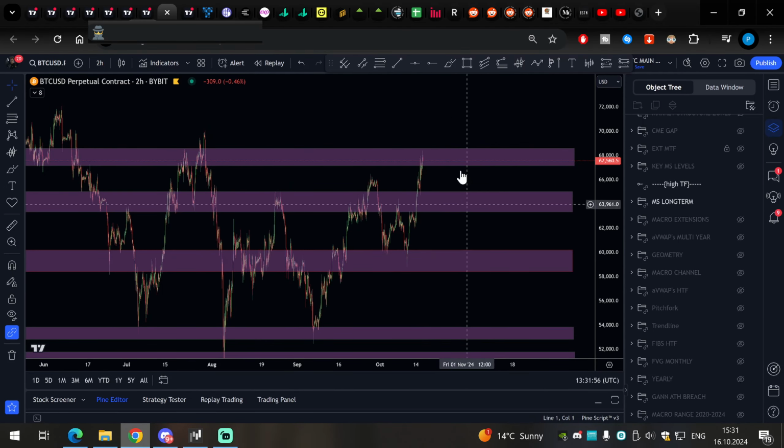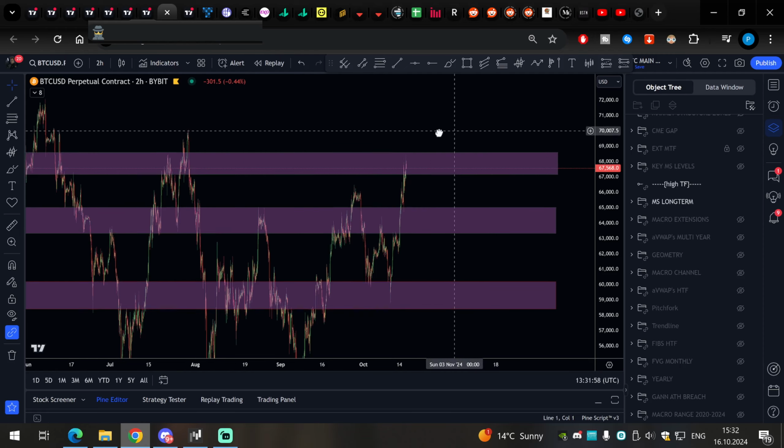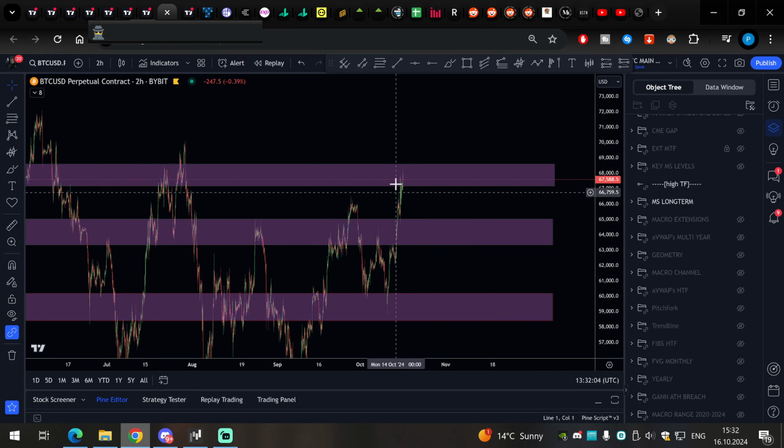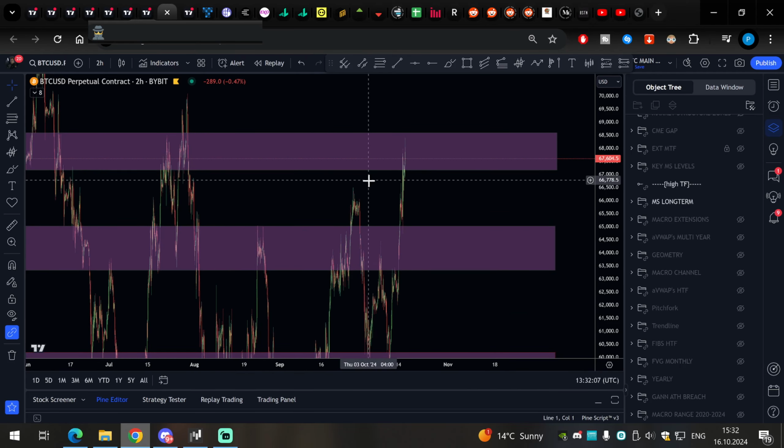Market structure long term, you can see how they still craft really nice boundaries, from one to another. This one was sliced, previously rejected very nicely, and now we are entering. So that's why I was planning to look for some nice swing shorts in this area as well, with this market structure helping me.